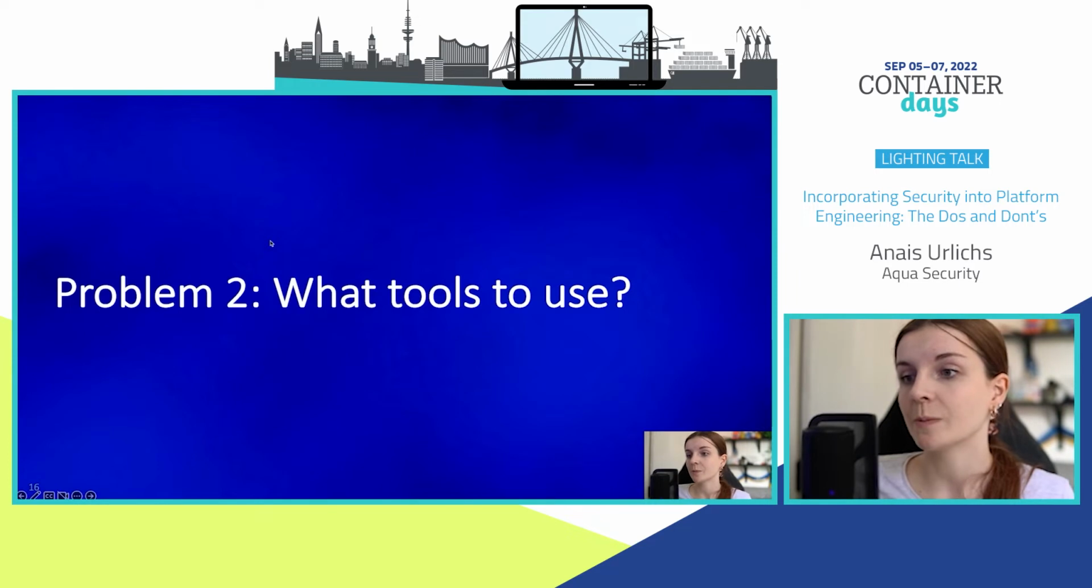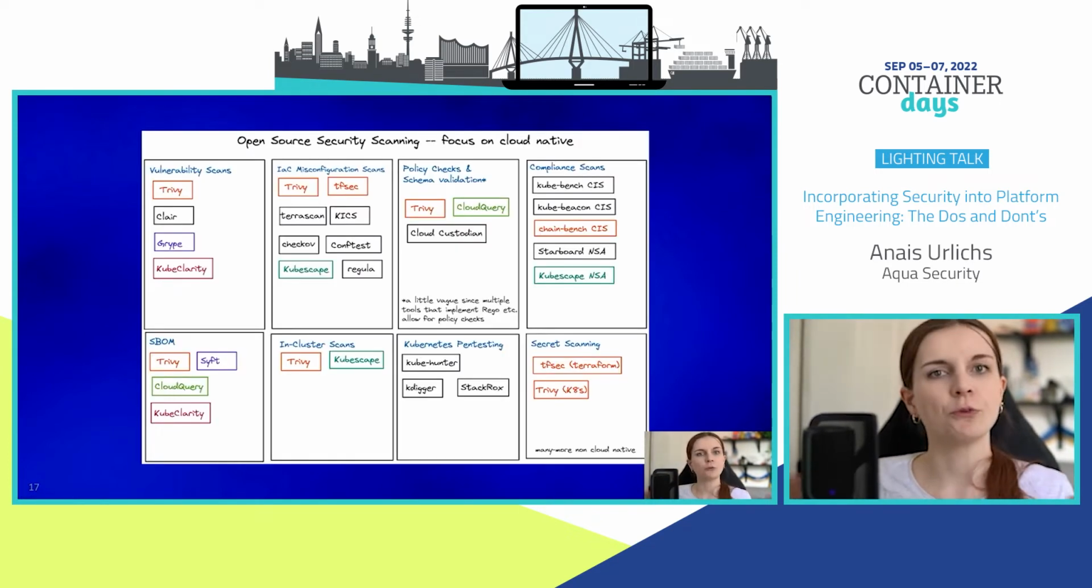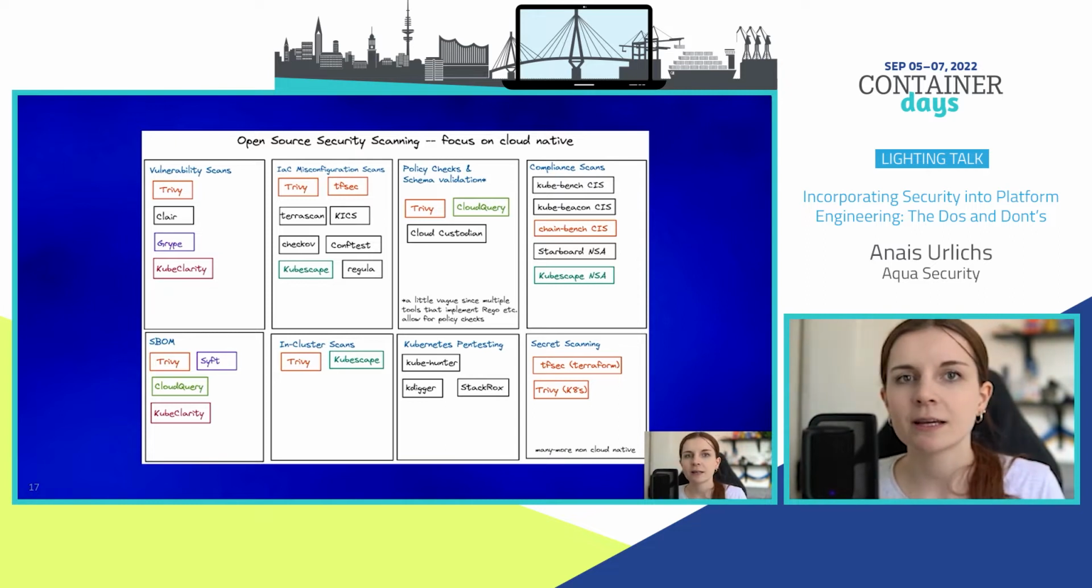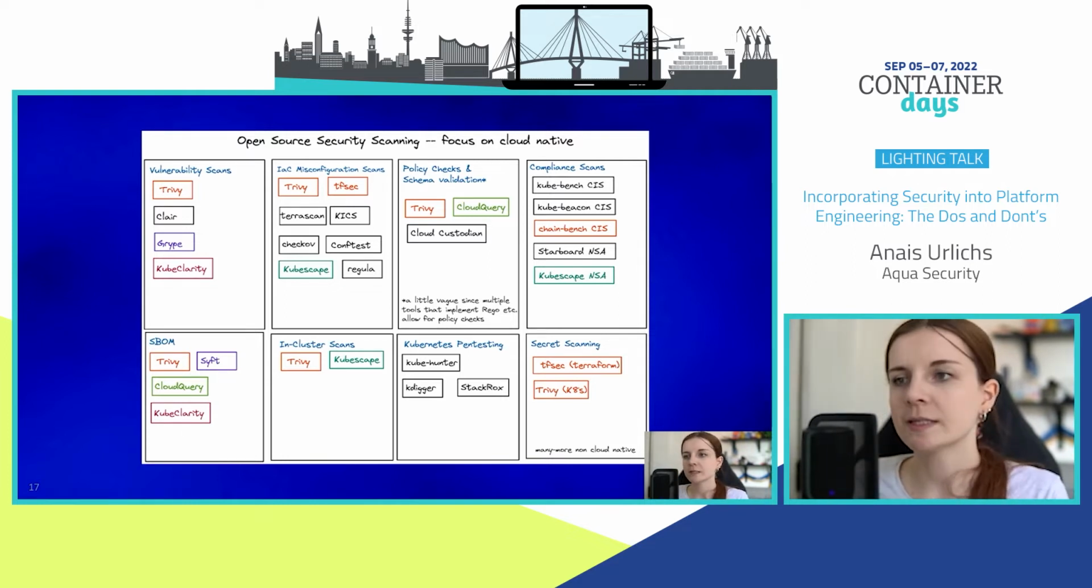Now, the next problem is, what tools should you use? I put together this overview of cloud-native security scanners, and I tried as hard as I could to get to the level of the CNCF landscape. It's not quite there yet, but as you can see, there are lots of different security scanners, and some of them, such as Clair, specialize in a specific type of security scanning. Others, such as Trivy, have multiple different implementations. You can use it in different ways.